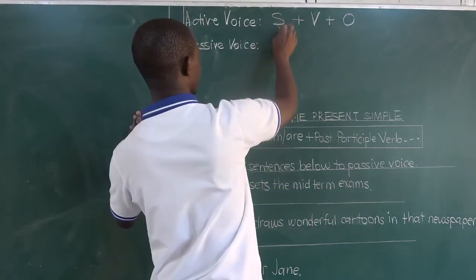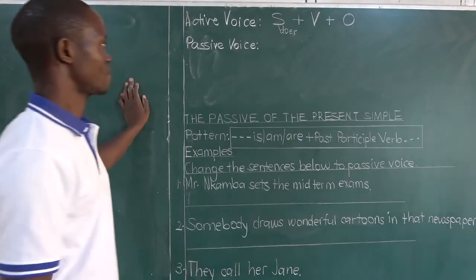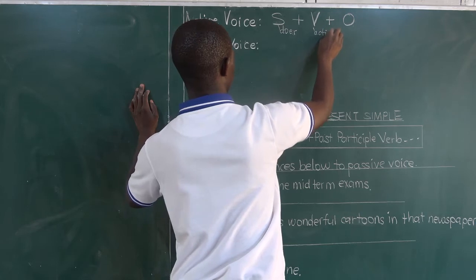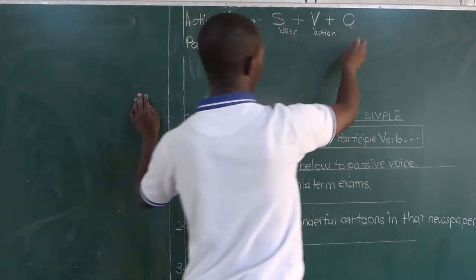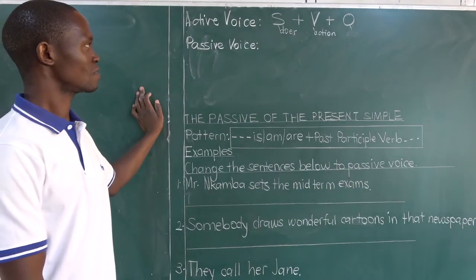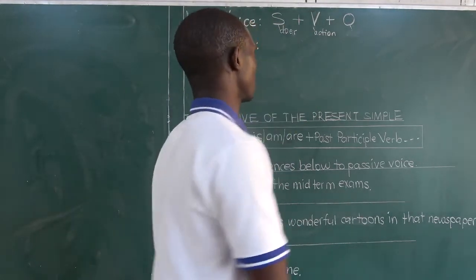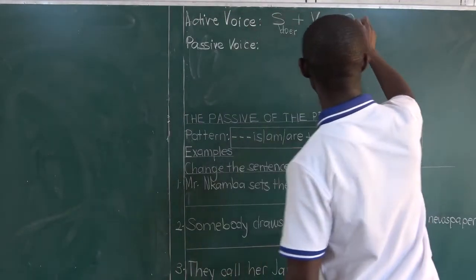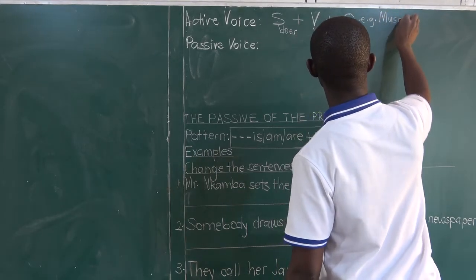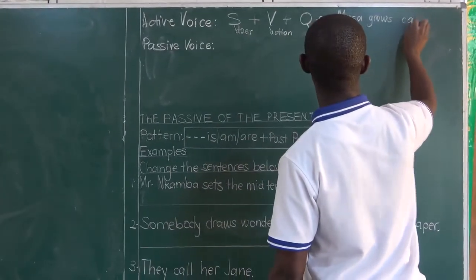The subject is the doer. The verb is the word that expresses the action in a sentence. The object is the thing, should I say the recipient? The recipient may be a strange word. Okay, the object is that thing to which the action is done in a sentence. An example of a sentence in this order is: Musa grows cassava. Simple sentence.